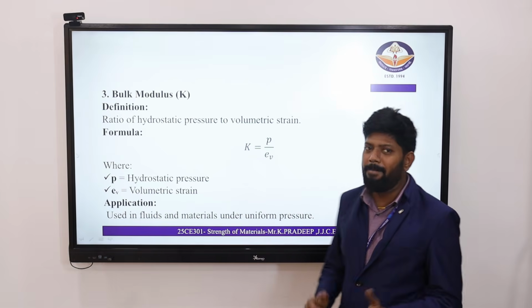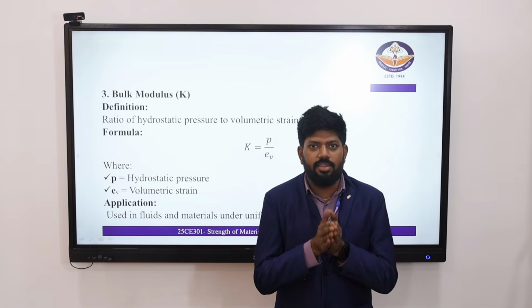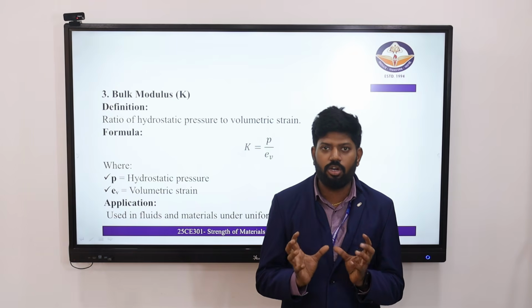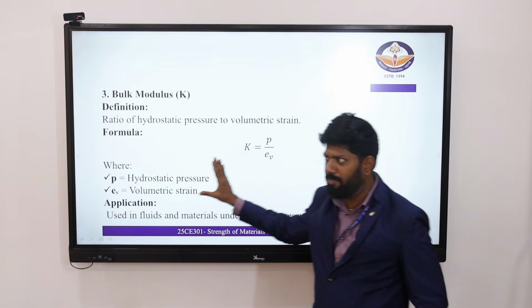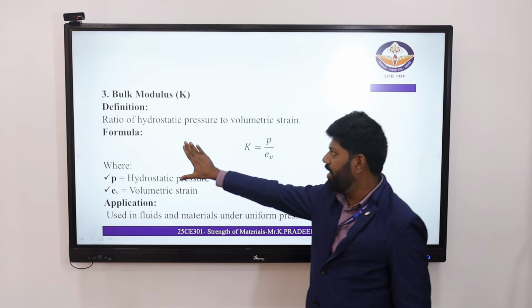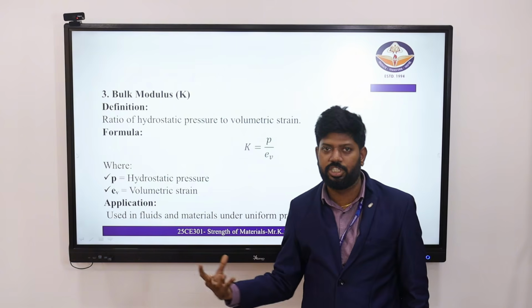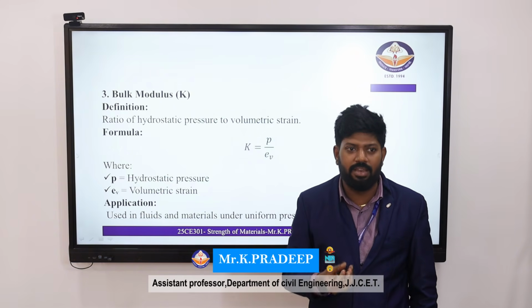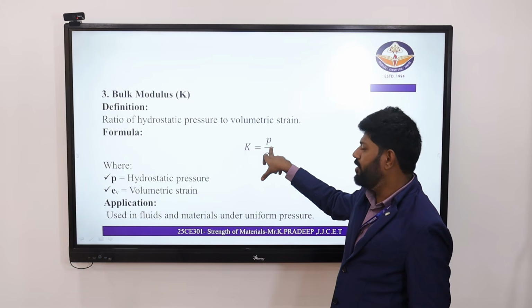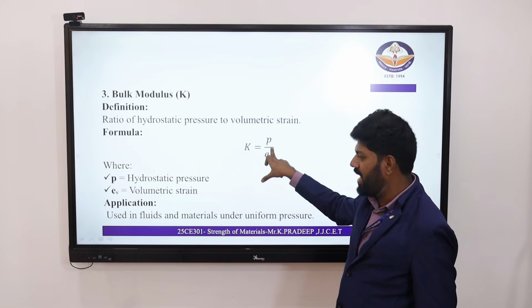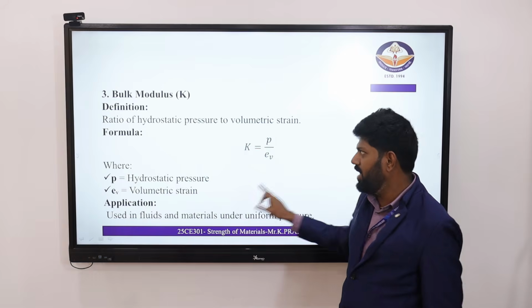Next, I am moving to bulk modulus. Bulk modulus is related to the water concept, like an overhead water tank, because the explanation itself clearly tells it is the ratio of hydrostatic pressure. What does the word hydro mean? It is water. So hydrostatic pressure to the volumetric strain. Hydrostatic pressure is denoted by the symbol psi, and EV is the volumetric strain.